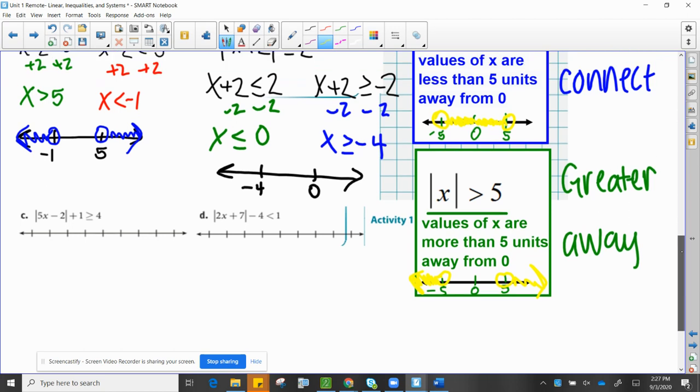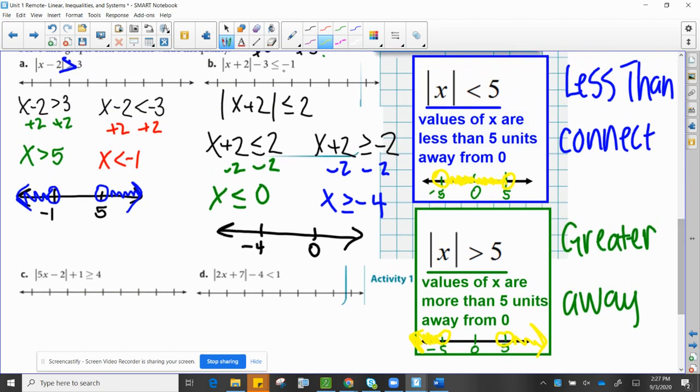I saw in my inequalities from my original problem, it's an equal to. So I'm going to go ahead and put closed circles here. And if I'm using my little rule that's on the right of my page here, if we started with a less than sign, that means we're going to connect our points. Either going to connect them or shade away. Okay.